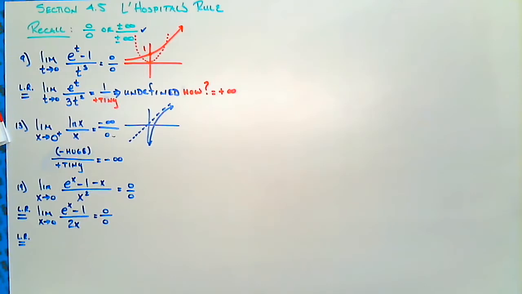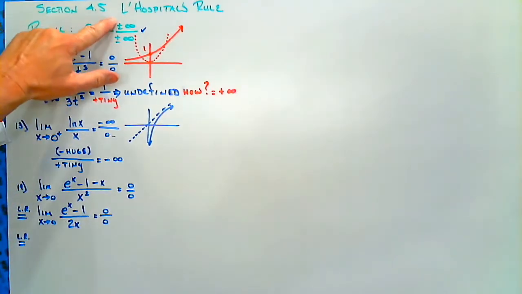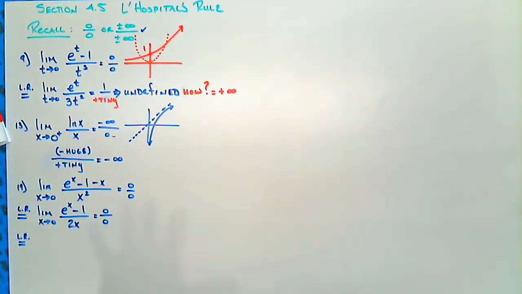As long as it's of the form 0 divided by 0 or plus or minus infinity divided by plus or minus infinity, one of the two, then we can use L'Hopital's rule again. So we're going to write L'Hopital's rule to again let our teacher know I'm invoking L'Hopital's rule. So what do we get?